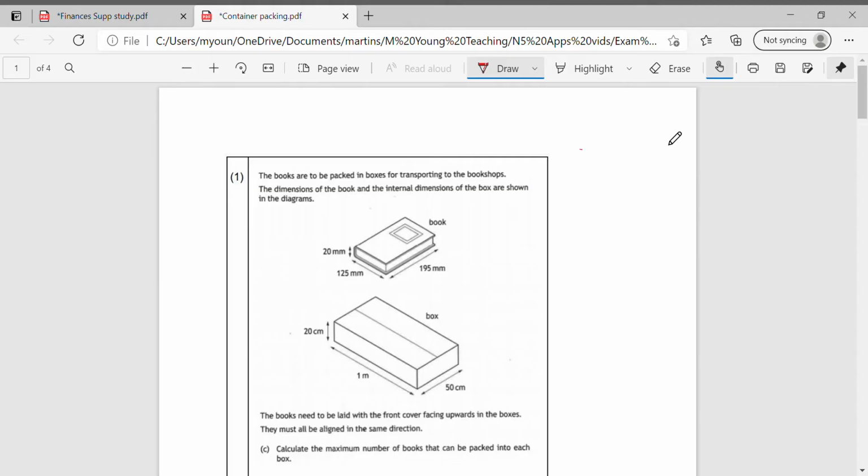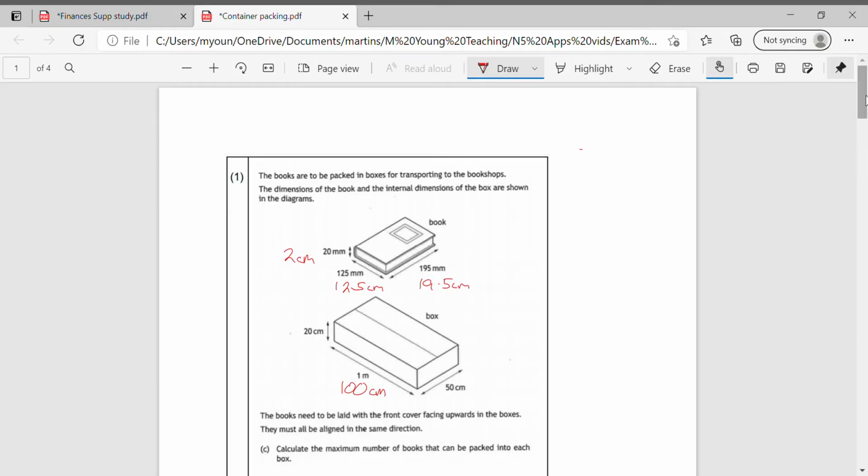Now first things first, to do a container packing question, what you're looking to do is compare the lengths and then work out how many you can fit in. At the moment I can't compare these because they're not the same units. So I'm going to make everything centimetres. I'll change that very quickly into 100 centimetres, and I'll do the same for the millimetres. That's going to be 2 centimetres, 12.5 centimetres, just dividing by 10, folks, and 19.5 centimetres. So those are the lengths I'm now going to use.